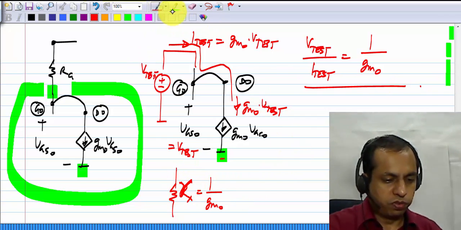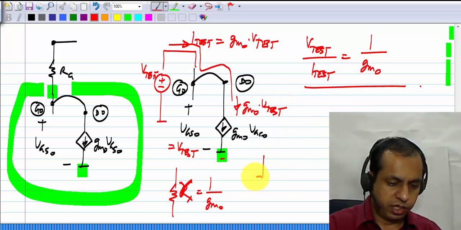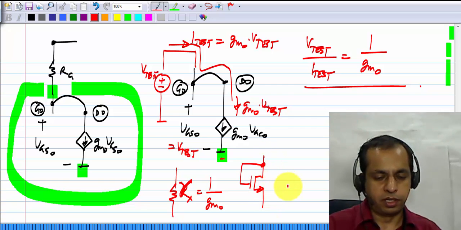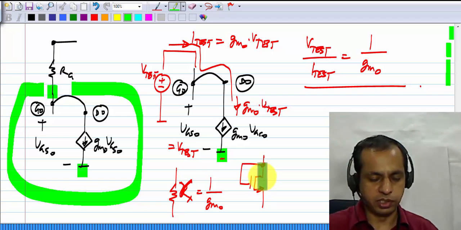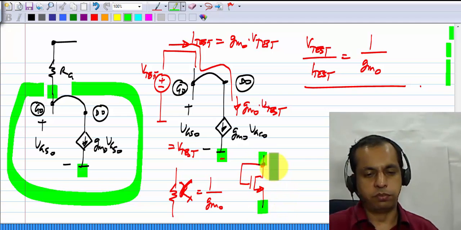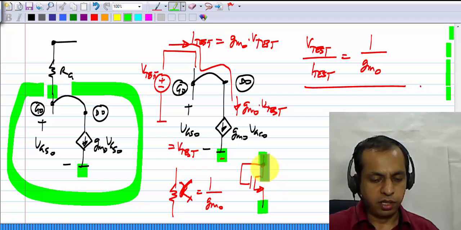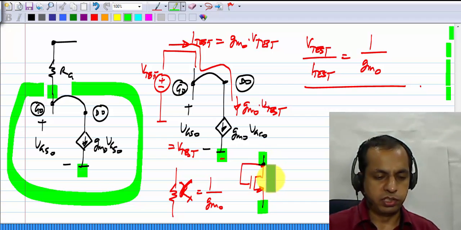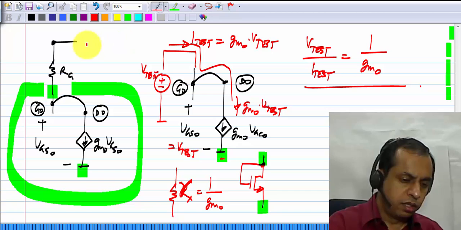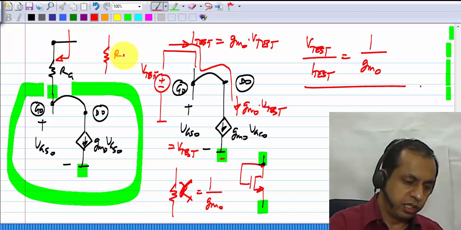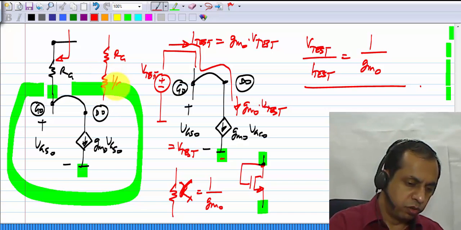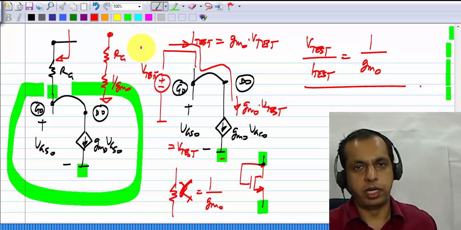This is in general true for a transistor whose drain and gate are connected. If you have a transistor like this, and since we consider positive threshold voltages, this will be in saturation region. The equivalent between these two for the incremental signal is a resistor of value 1 over gm0. Now the equivalent from here is very obvious. It's RG in series with 1 over gm0. So that's the resistance that we have.